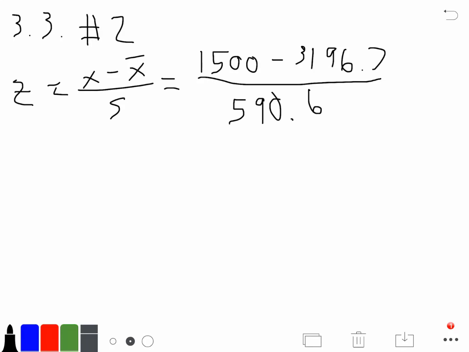I ran out of room a little bit, so let's go ahead and write below this. And we find out that z is approximately negative 2.87. We will typically want to round to 2 decimal places on these.